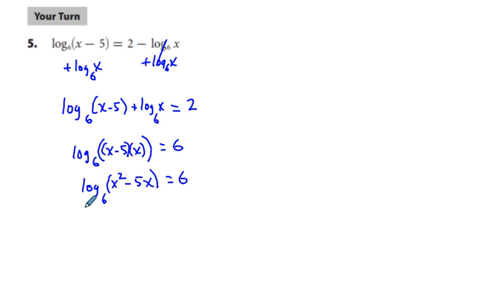And if we put 6 to the power of both sides, on the left side we have 6 to the power of log base 6 of x squared minus 5x equals 6 to the power of, I said 6 to the power of 6, I meant to put 6 to the power of 2. There we go, that looks better. So log and log base 6 cancel each other out. So what we have left is x squared minus 5x equals 36.